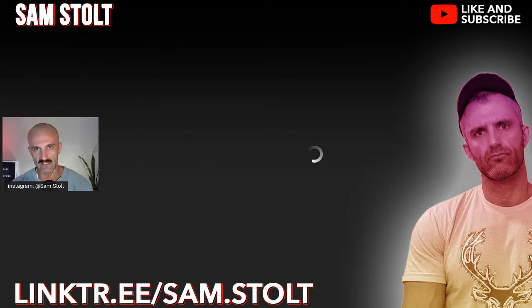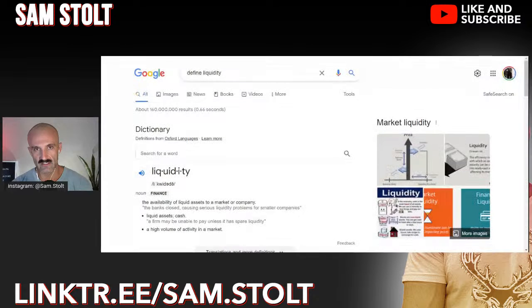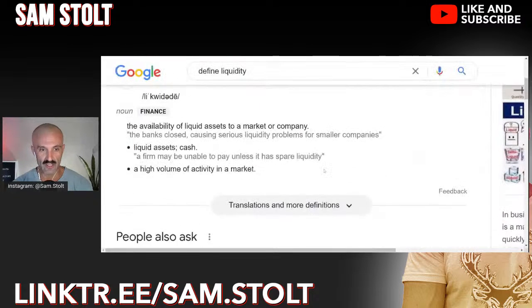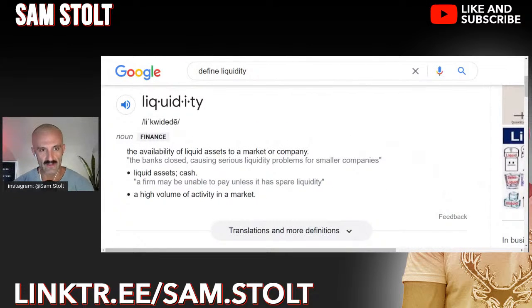No, you cannot. And that is what liquidity is like. We need to define what liquidity is. So I just did a Google search. Let's read what they say and see how accurate we think this is. The availability of liquid assets to a market or company. So it's the availability of liquid assets to a market or company or person. I would add to that, or person.